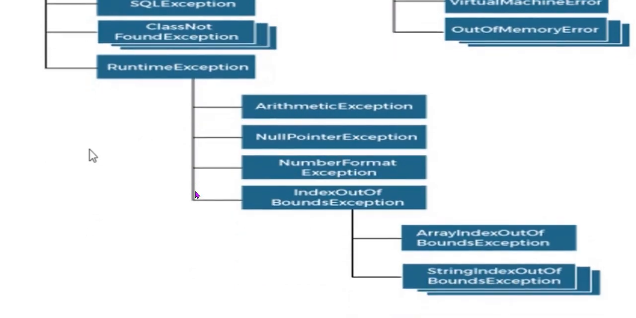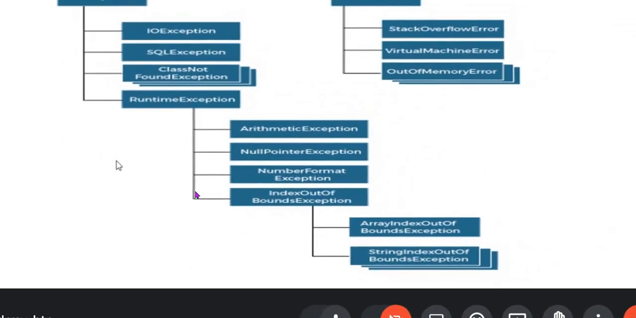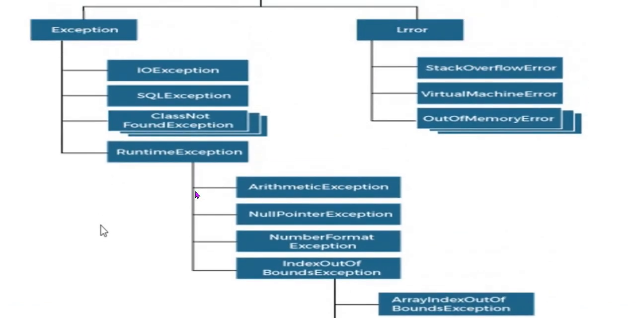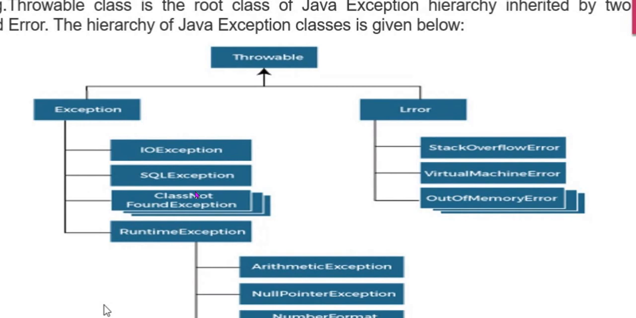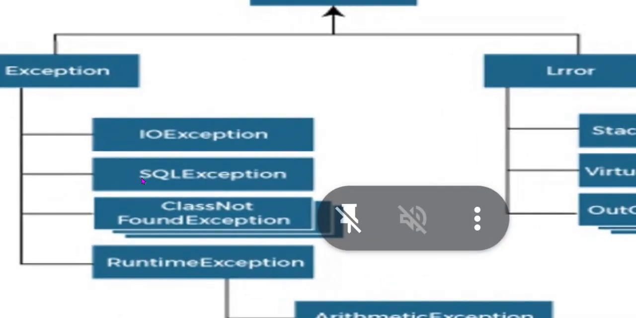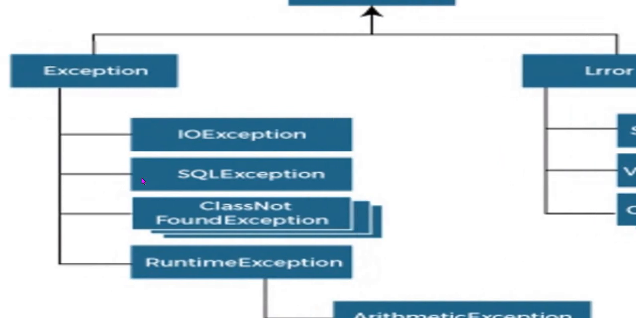So you have all these exceptions, and when you are using a try catch block, you can always catch an exception based on the exact exception or its parent. So let's say there is an IOException. In the catch block, you can put either IOException or Exception.